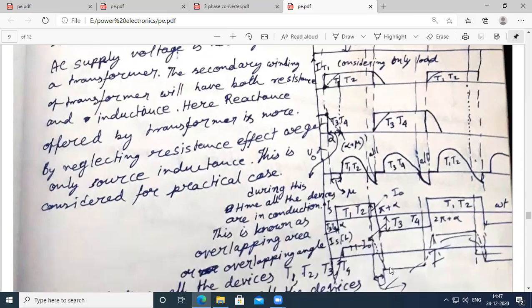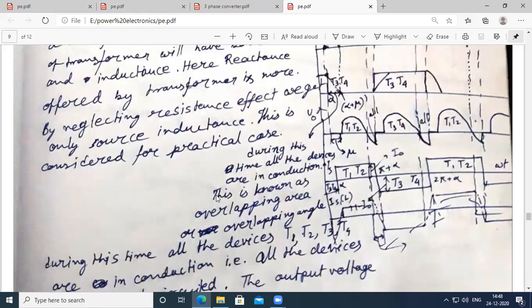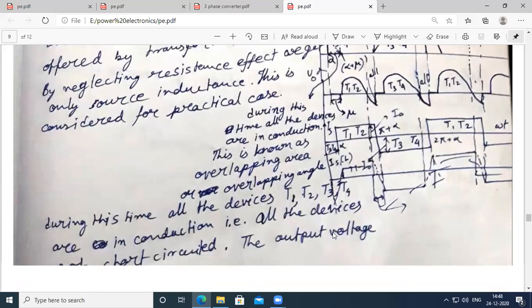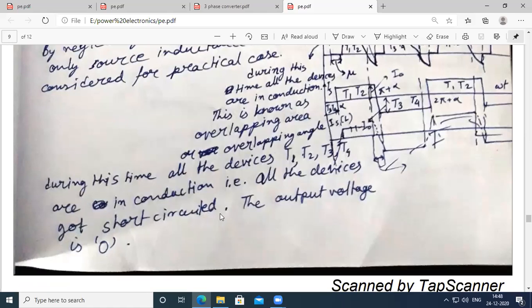Okay, so this mu is actually known as the overlapping area. During this time, all the devices are in conduction. So this is called the overlapping area or overlapping angle, whatever it can be said. During this time, all the thyristors are on and the device gets short circuited. Output voltage is zero.